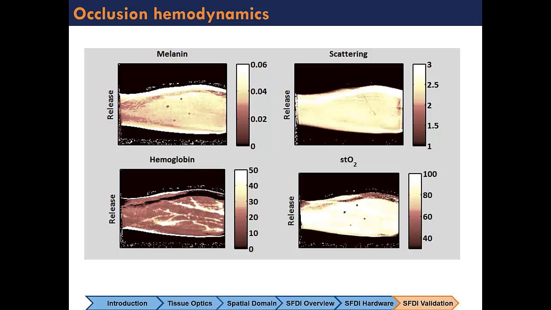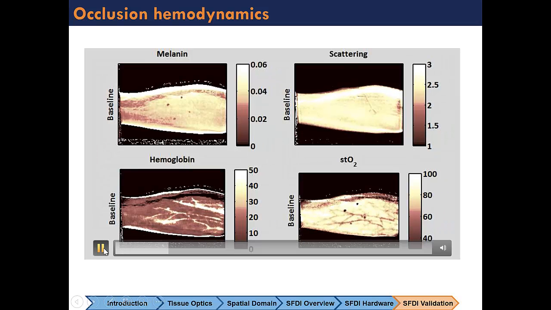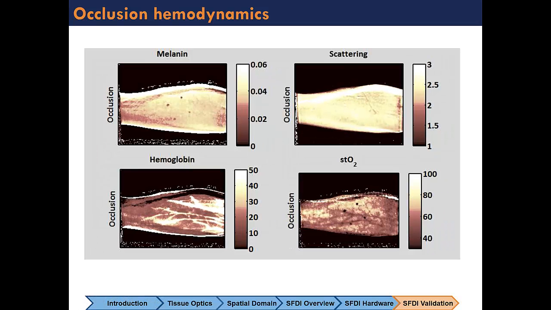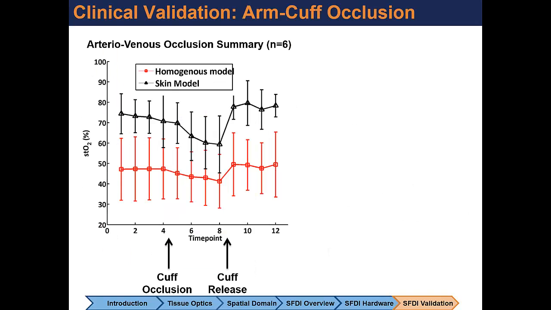goes back to normal. And meanwhile, the melanin and this tissue scattering are not changing, which was by design. That was our goal, to make sure that those values do not have crosstalk. And there's various ways to look at crosstalk, and I have those here.